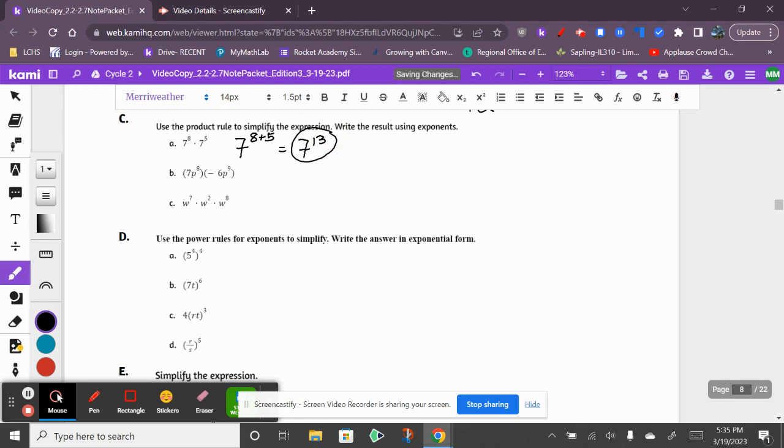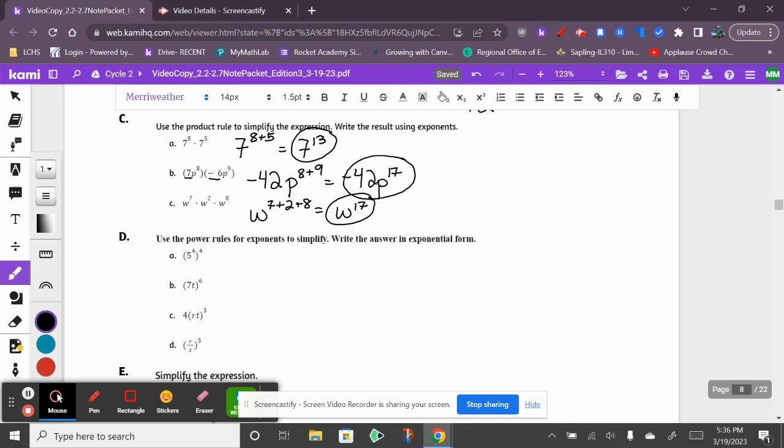For part B, the coefficients, or the numbers that are in front, we're just going to multiply. So we would have -42. And with the variable here, since it's the same variable and they're being multiplied, we're going to add the exponents. So we're going to have -42p to the 17th. These all have the same base, so we can just add the exponents. So 7 plus 2 plus 8, we get w to the 17th.